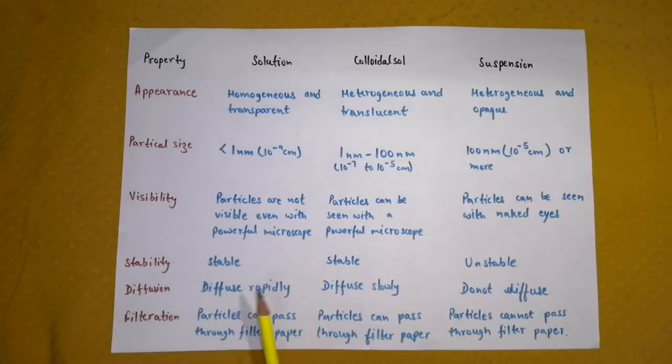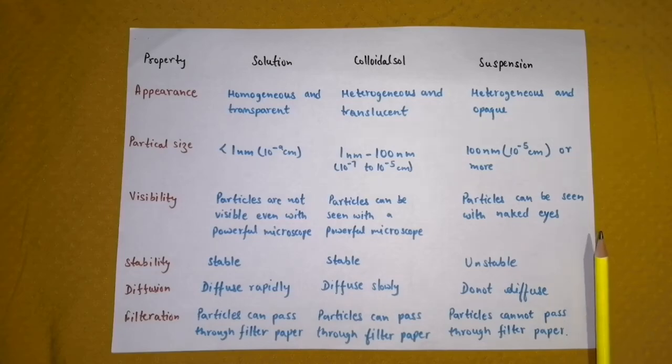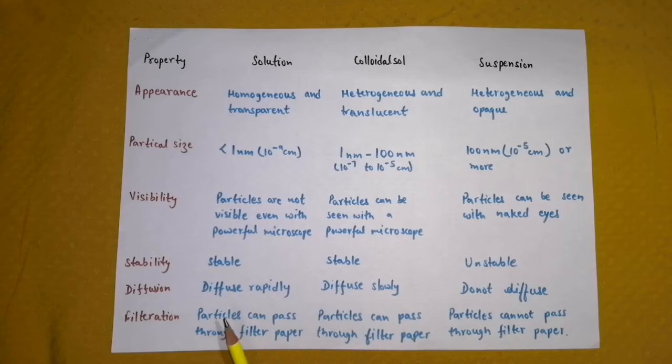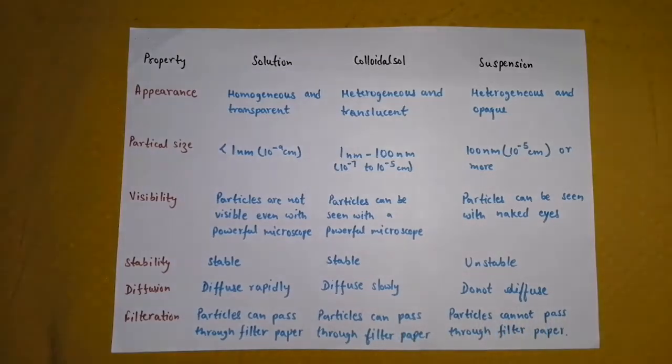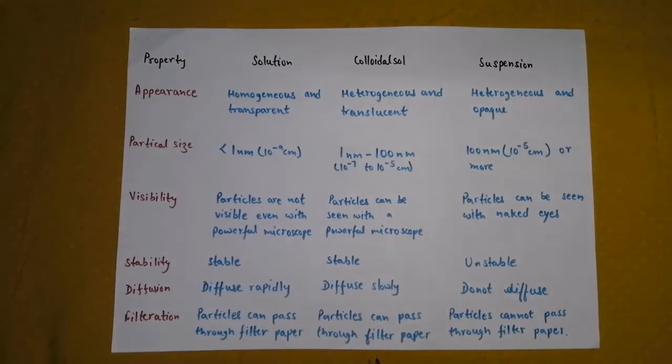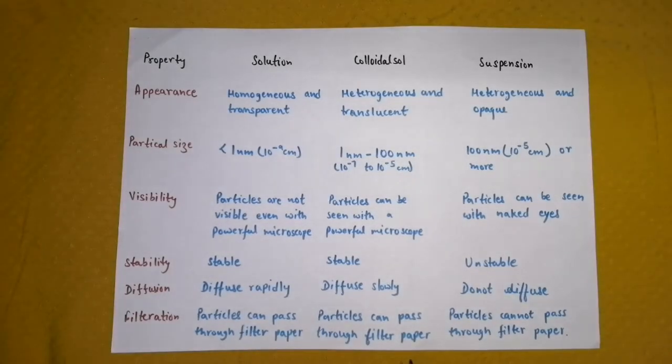Particles of a solution are not visible even through powerful microscopes, whereas the particles of a colloidal solution can be seen through a powerful microscope, and particles can be seen with naked eyes in a suspension. Both solution and colloidal solutions are stable, whereas suspension is unstable. Solution diffuses rapidly. Colloidal solution diffuses slowly and suspension does not diffuse at all. The particles of solution can pass through filter paper. The particles of colloidal solution can also pass through filter paper, whereas the particles of suspension can't pass through filter paper.